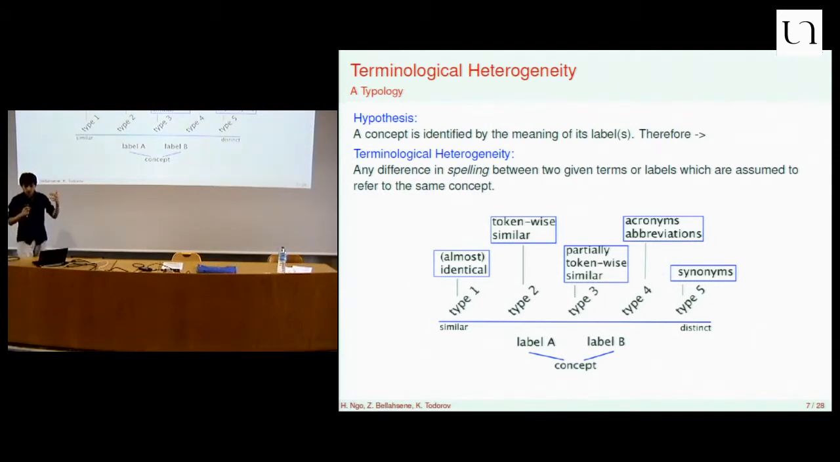Then we can have a little bit more manifested heterogeneity when we have partial token-wise similarity. So this is the case when one of the labels is, say, conference banquet, and the other one is dinner. So we refer to the same event, so the same object in the real world, but we have two quite different ways of referring to this object. Then we can have acronyms and abbreviations and synonyms when we have totally different labels chosen for the two concepts, to label the same concept.